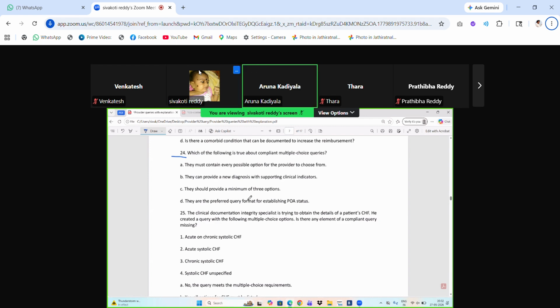Yes, sir, POA yes or no, right? So this one is wrong. C, this is also wrong. Now check A and B. Because POA is yes or no, it should not prefer multiple choice. There is no minimum number of options, three or two, for multiple choice. Answer should be B: they can provide a new diagnosis with supporting clinical indicators.